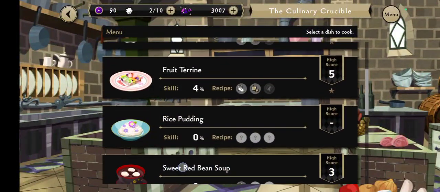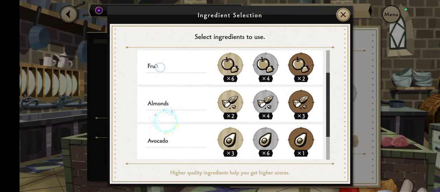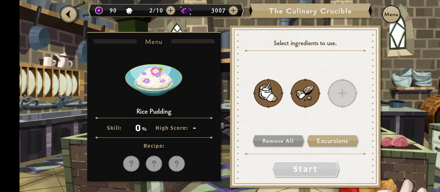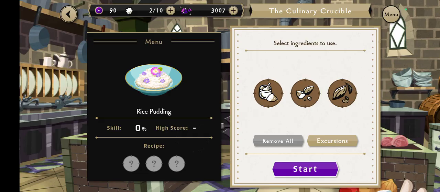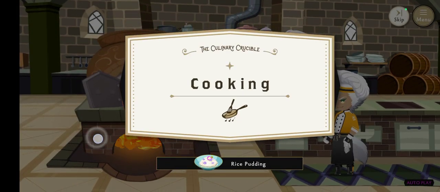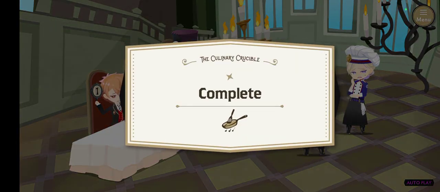And rice pudding is the only one we're missing, so that's sugar, rice, almonds. It's not gonna be it, but we'll do it anyway. I think the one we got right was probably sugar.